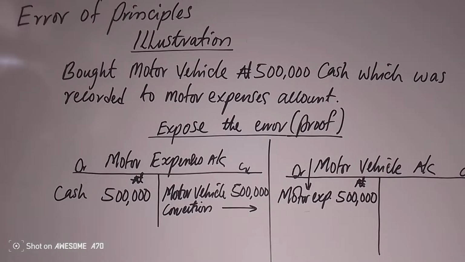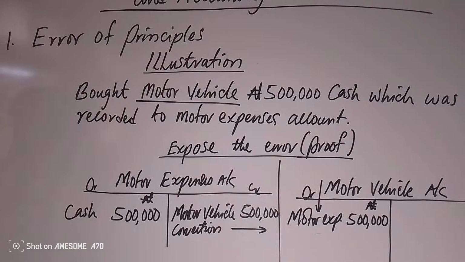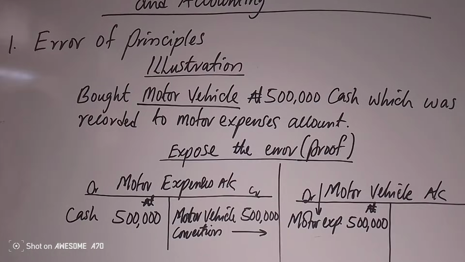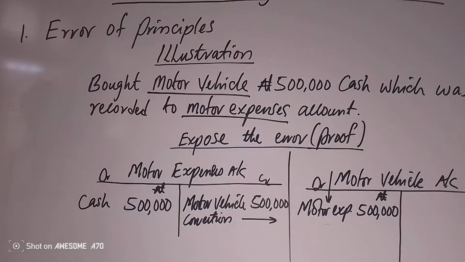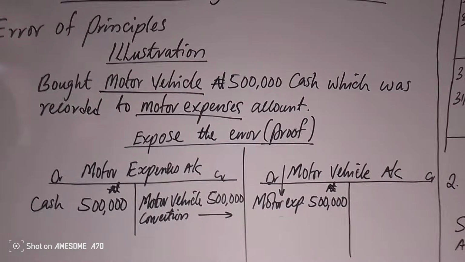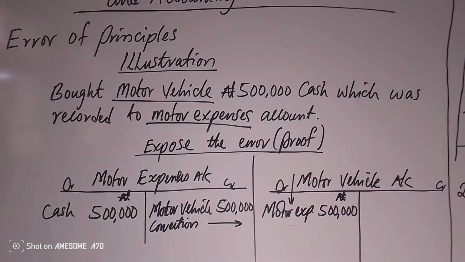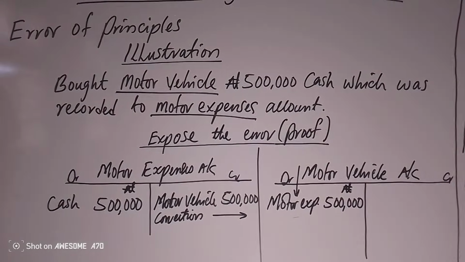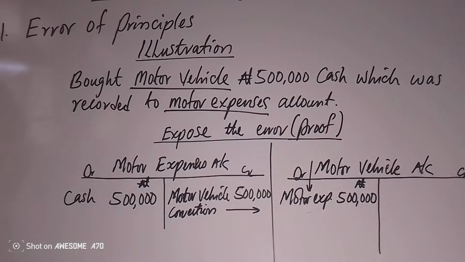Why? Because motor vehicle here is a real account. Motor expenses is a nominal account, and expenses are also under nominal account. So if motor vehicle, which is under the classification called real account, is mistakenly recorded in motor expenses account, which is a nominal account, then it becomes an error of what?